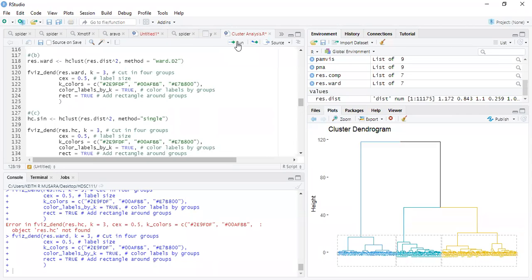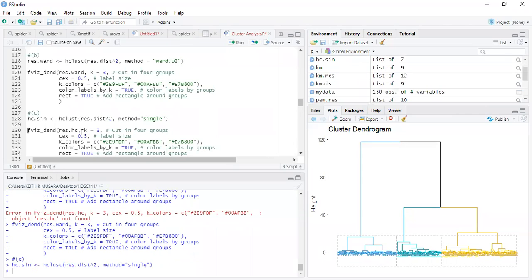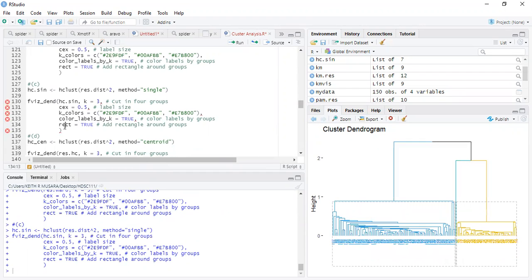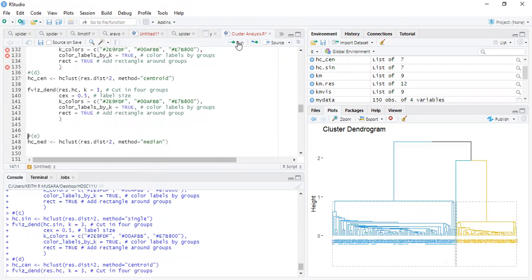You apply this again to calculate the single method. Then you have this. So you see, those who are on the lecture can realize my mistakes. It's hc dot single, for the single distance. Then you can run that. You visualize again. Then you also apply the other method for hierarchical clustering, which is the centroid. And then you visualize it again.